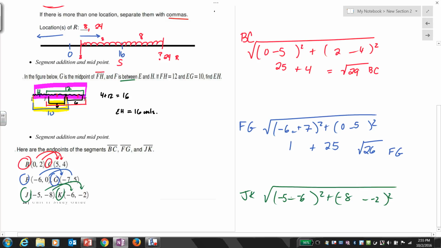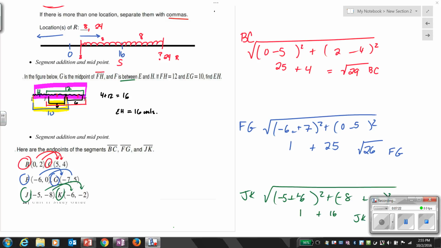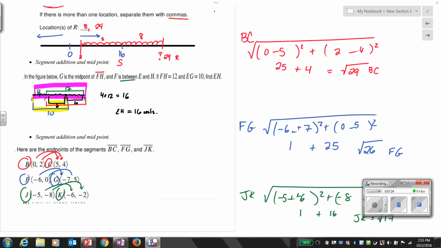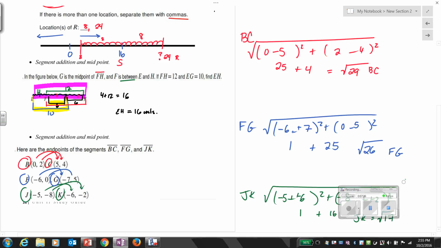So we have here double negative makes a positive. Ends up positive 1 squared. Double negative makes a positive. That's 16. And we end up with J to K being square root of 17. So let's take a look at our next page.